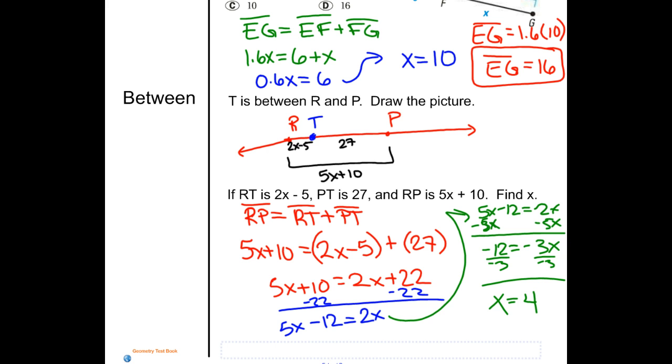Now the question said to find x, so all we have to do now is circle it, and we are done. So that's all I'm going to do for this video.